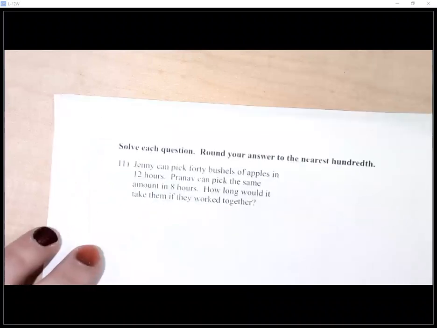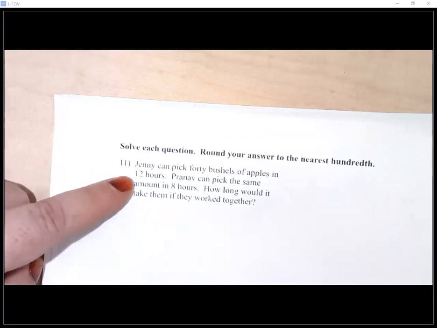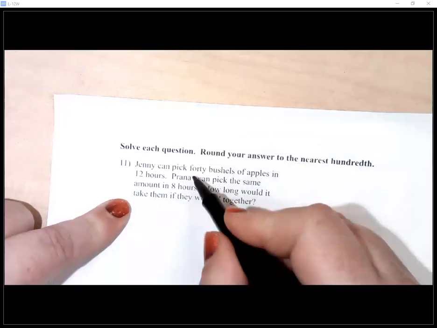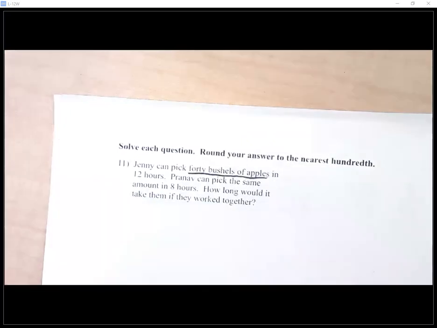Jenny can pick 40 bushels of apples in 12 hours. Pranav can pick the same amount in 8 hours. How long would it take them if they work together? Don't get thrown off because they say 40 bushels of apples. That 40 is just there to throw you off. Picking 40 bushels is the one job, right?